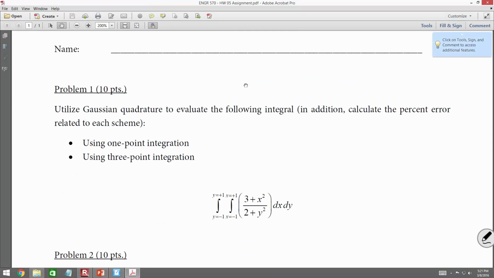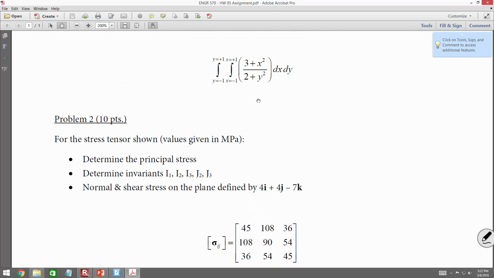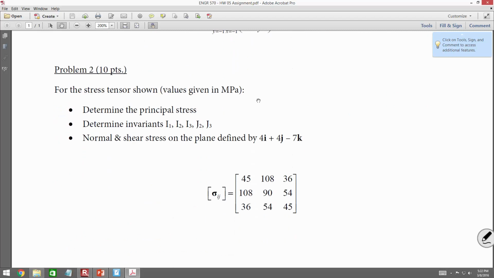But problem 1, utilizing Gaussian quadrature, I want you to integrate this, okay? Using 1-point integration and 3-point integration, plus you all are seniors or graduates with a bachelor's degree, you should be able to compute percent error. So you're going to get an answer for percent error with 1-point integration. You're going to get an answer with 3-point integration. I want you to compare it against the actual answer, which you should be able to integrate. If not, how many different online tools are there to do integration? So that's pretty simple. Problem number 2, I gave you a stress tensor, and I want you to do kind of the same thing.